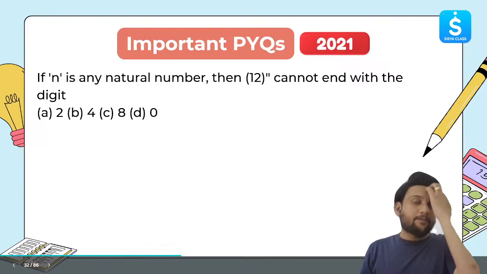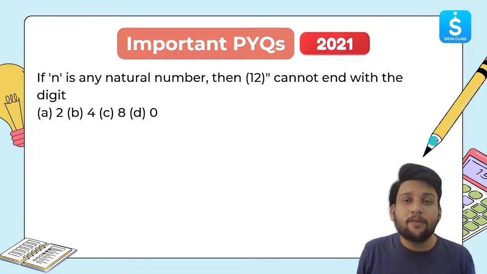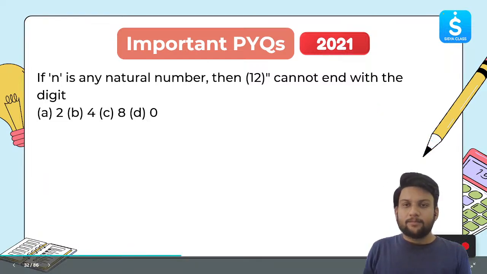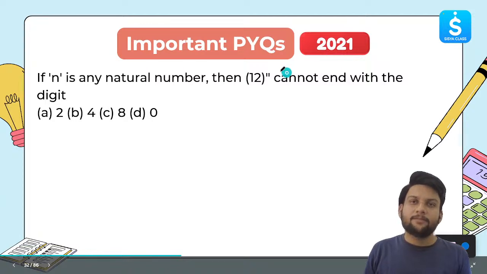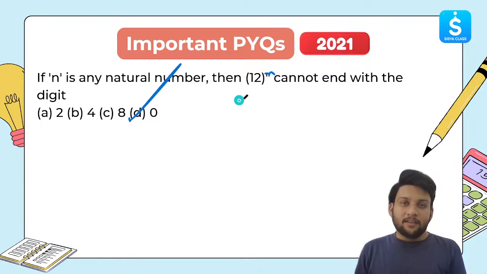Next. Okay, one more question that came in 2021. If n is any natural number, then 12 raised to the power n, this is n, my dear students, cannot end with which digit? Now, the simple answer is 0. I will not explain this. Okay, I will explain this.